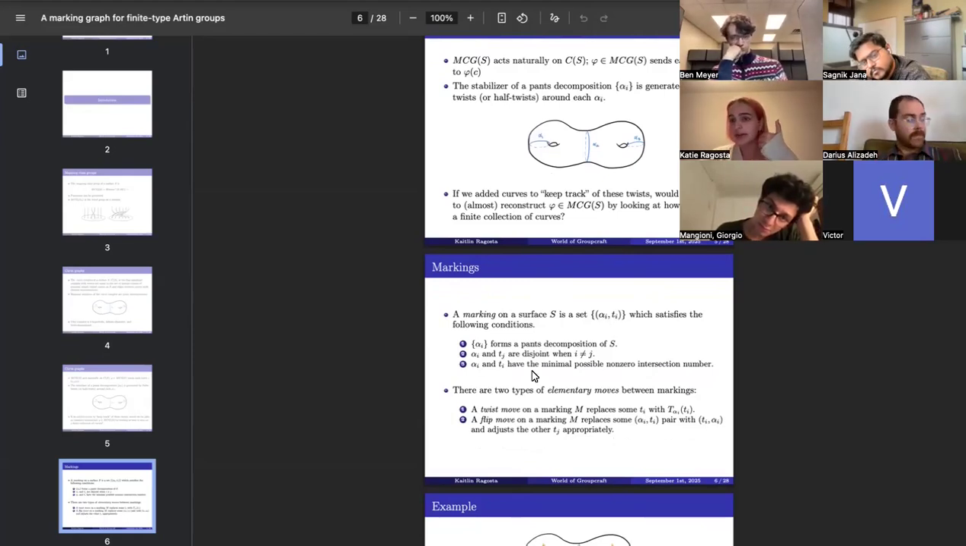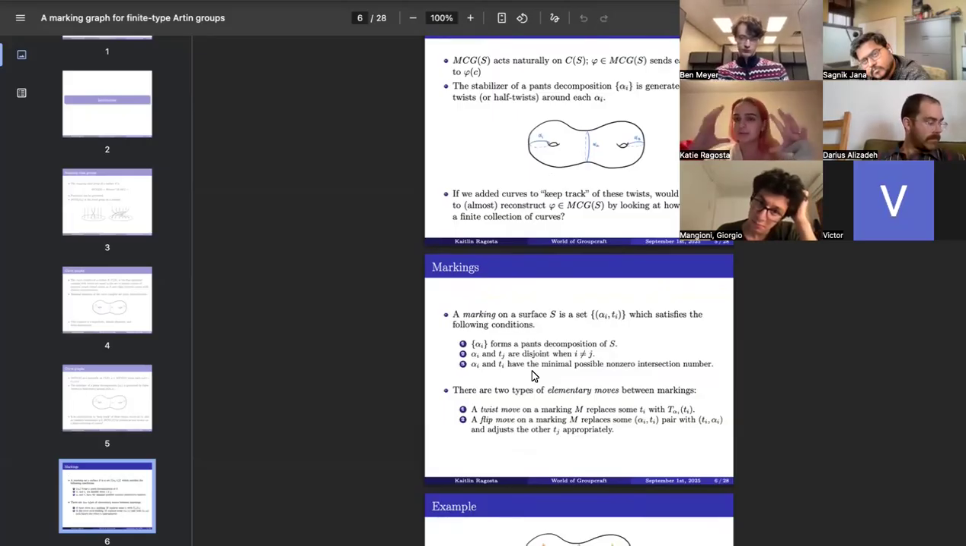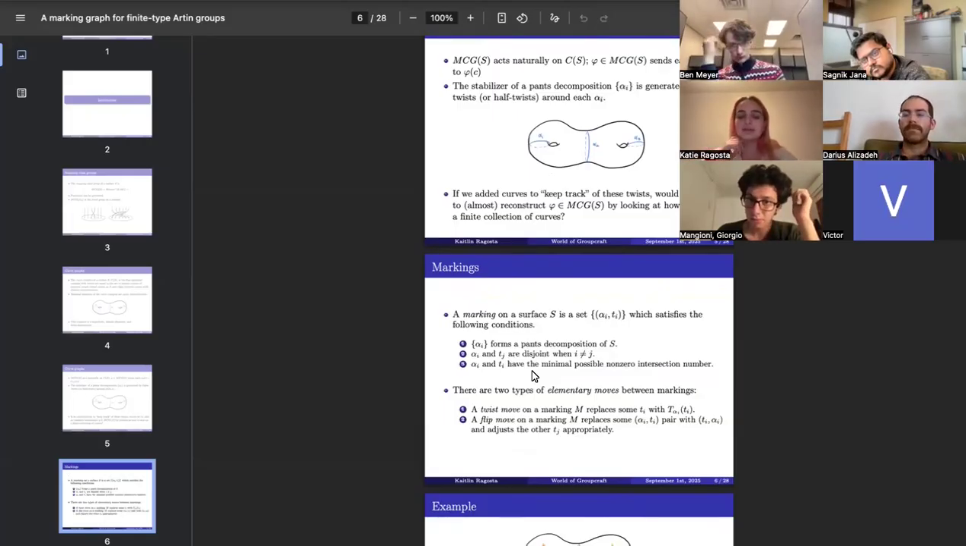So first of all, the alpha_i are going to be a pants decomposition. So I'm starting with the pants decomposition of my surface. And the t_i are going to be some set of curves that keep track of those Dehn twist stabilizers. So specifically, I want alpha_i and t_j to be disjoint when i is not equal to j. And so that means that the curve t_j is not in the support of the Dehn twist around alpha_i. So the Dehn twist around alpha_i shouldn't change t_j.